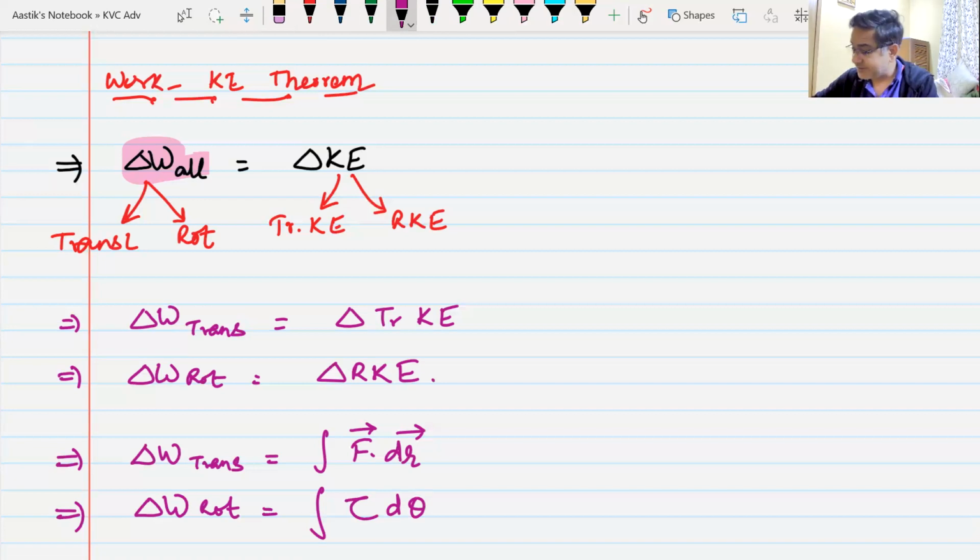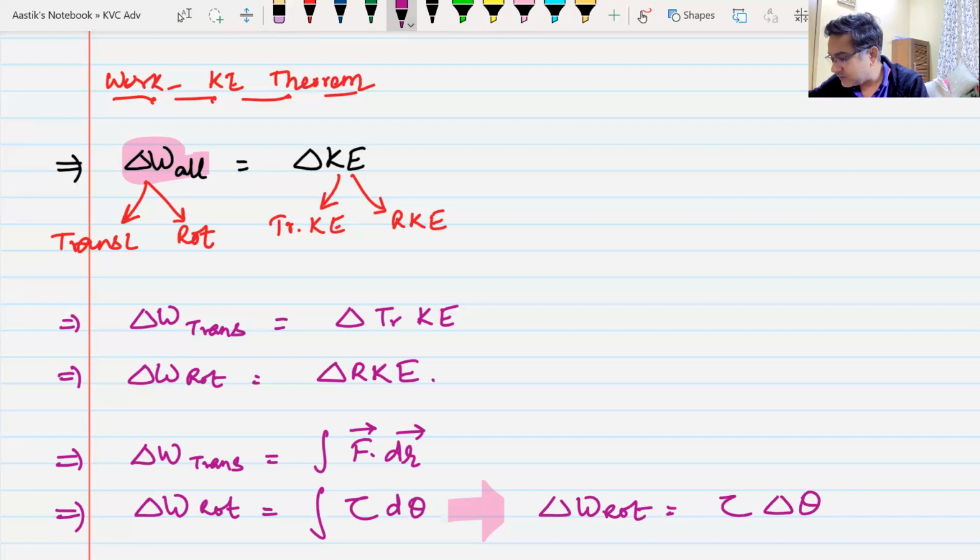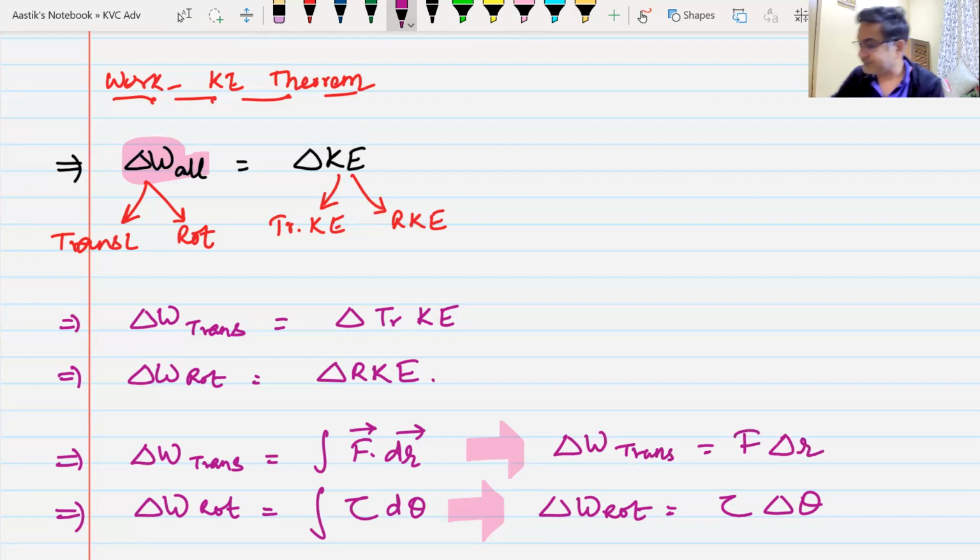If this tau, the torque, is constant, then you can write the work done by this rotational force as tau multiplied by the angular displacement. Yes or no? It is similar to here. If the force is constant, you can write the work done by translational forces as F into delta r, or F into delta r into cos theta.